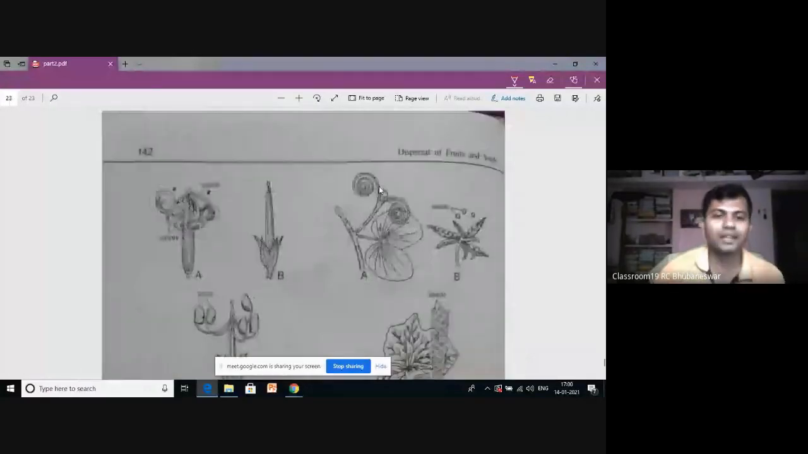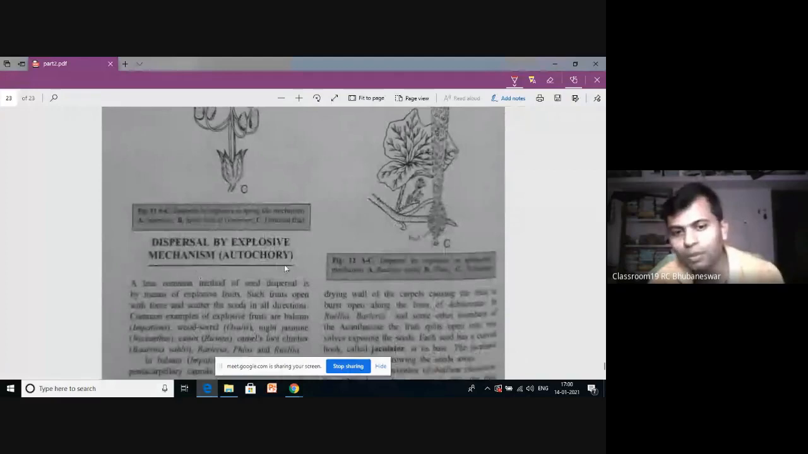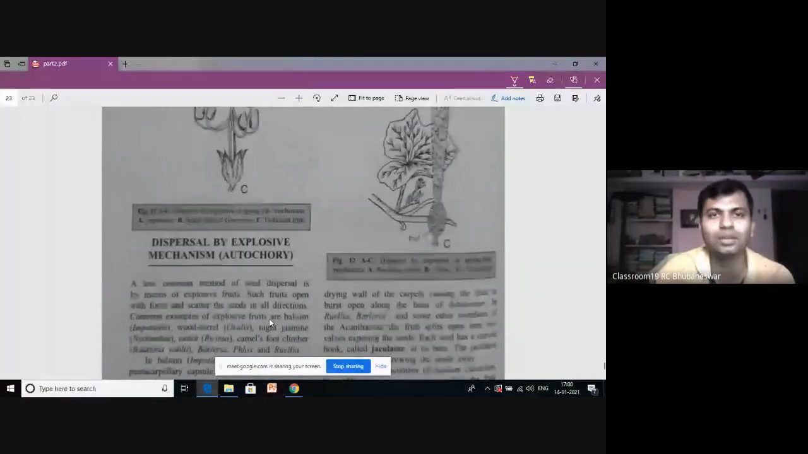Dispersed by explosive mechanism, or autochory. In case of some plants, what happens? The fruits explode, and when the fruit explodes or cracks by explosive mechanism, that causes the dispersal of seed.